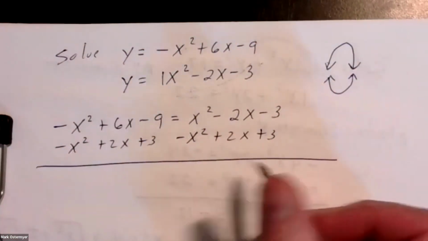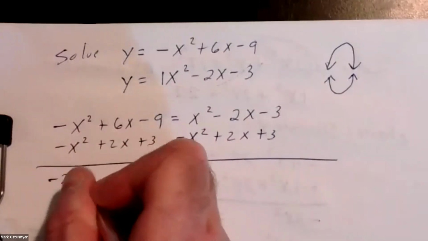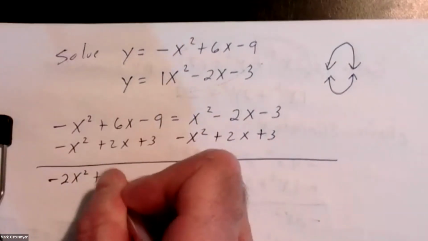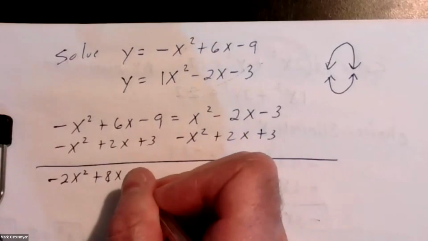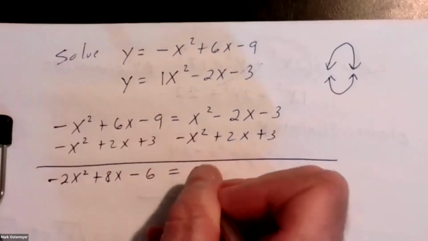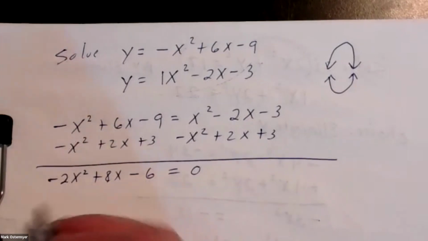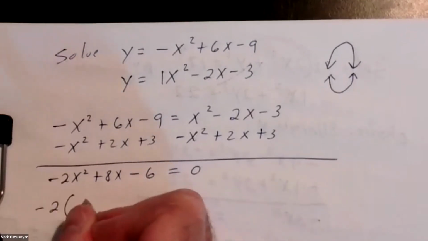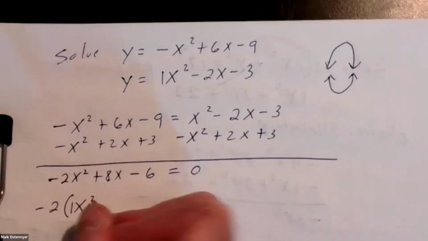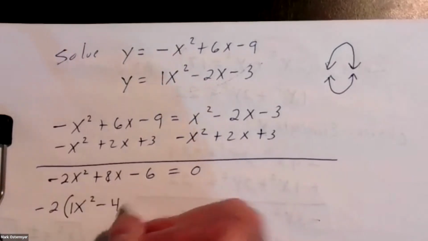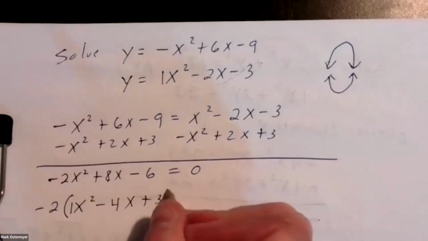When I do that, the left side becomes negative 2x squared plus 8x minus 6, and the right side goes to 0. Fair enough? I'm going to factor a negative 2 out of all three of these terms. When I factor a negative 2 out, I leave behind a nice trinomial: 1x squared minus 4x plus 3.